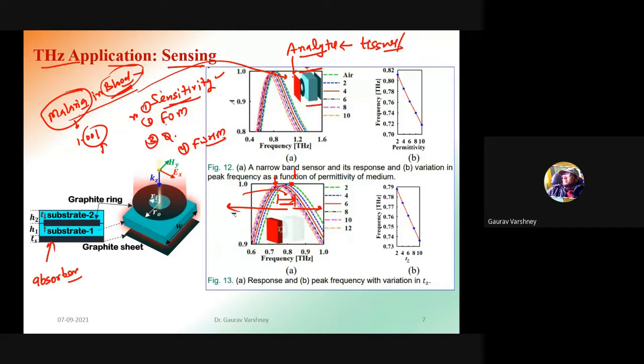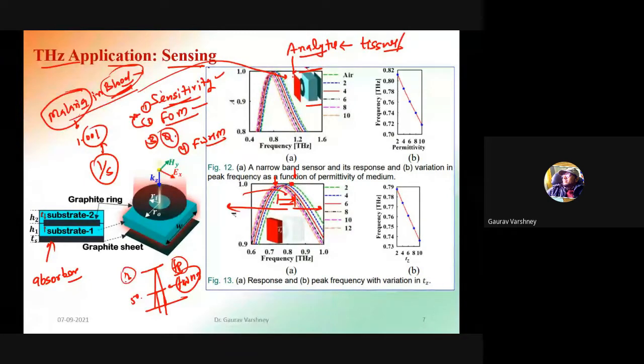Figure of merit is approximately 1 upon S. This is a relative quantity: if sensitivity is higher, then we can particularly count the figure of merit. Quality factor is defined as the peak frequency over FWHM. FWHM means, suppose this is the maximum value and this is the 50% value, then how much is the bandwidth at 50% of this absorption. This is called FWHM.